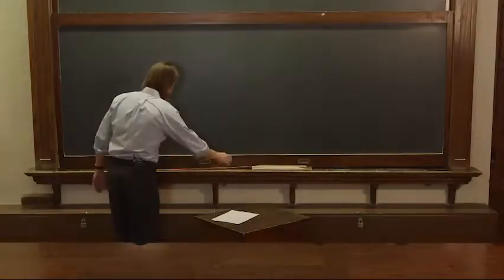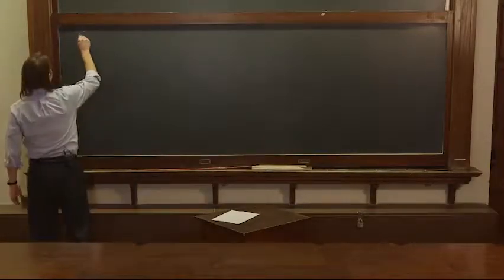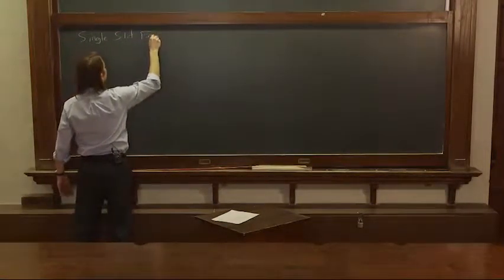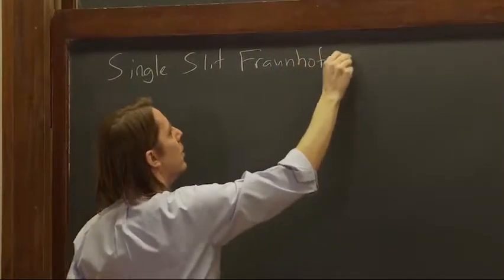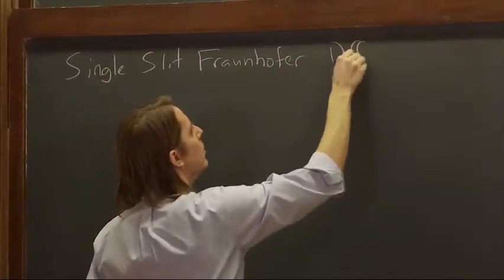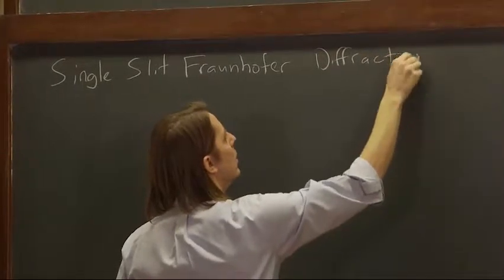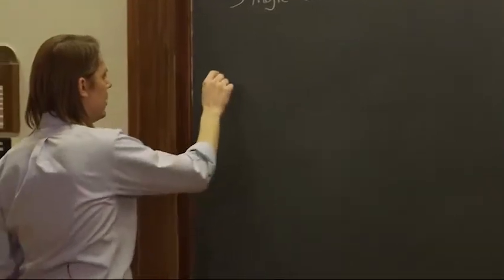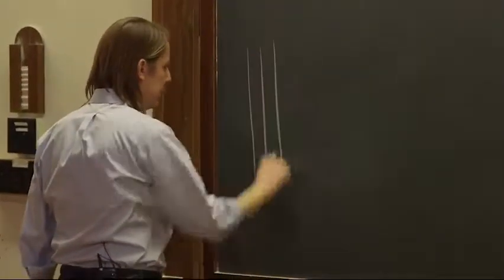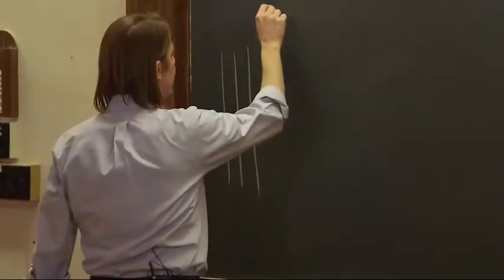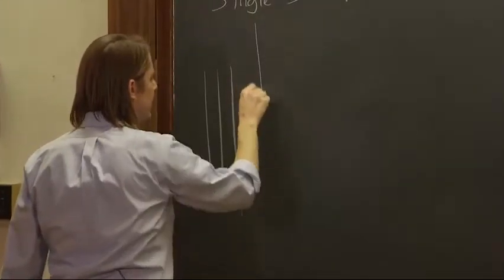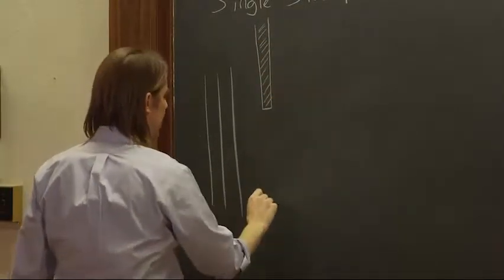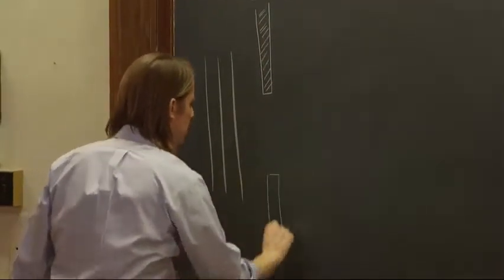Our first diffraction calculation will be for single slit Fraunhofer diffraction. This is always where you start. Let's see. So we are going to have a plane wave approach a slit. I'm going to draw the slit as two opaque barriers, one down here, one here.